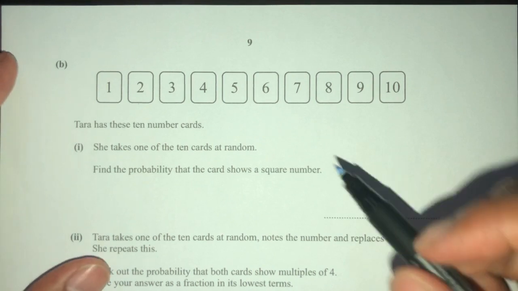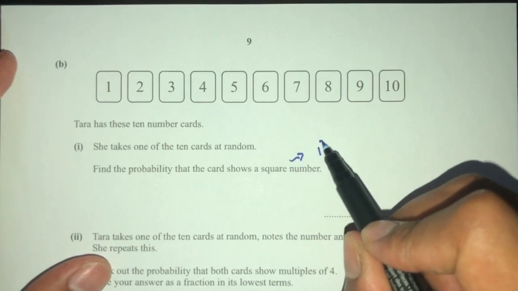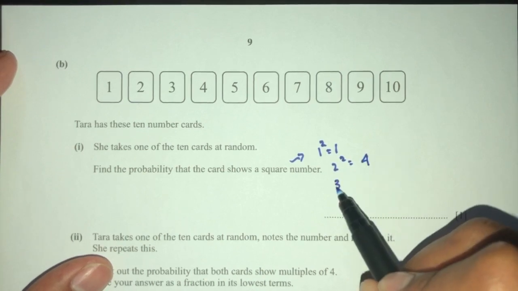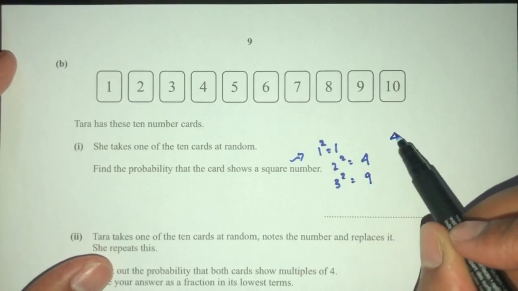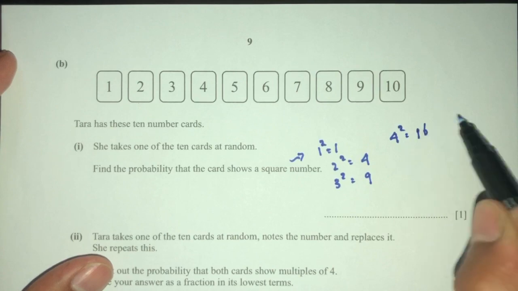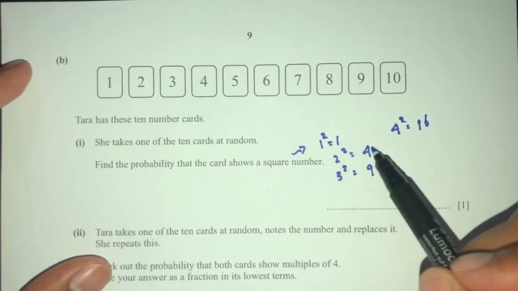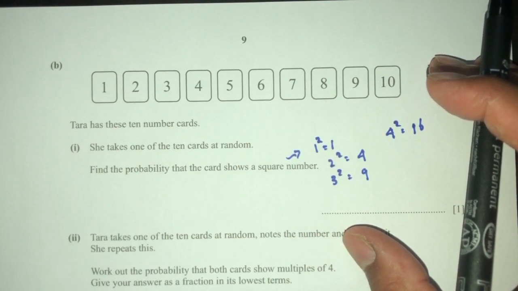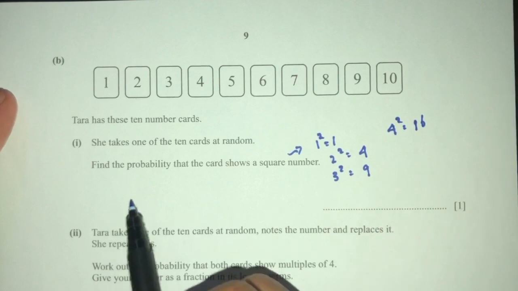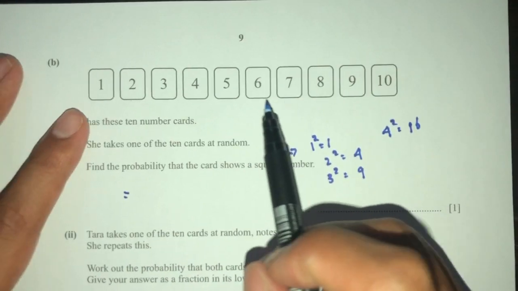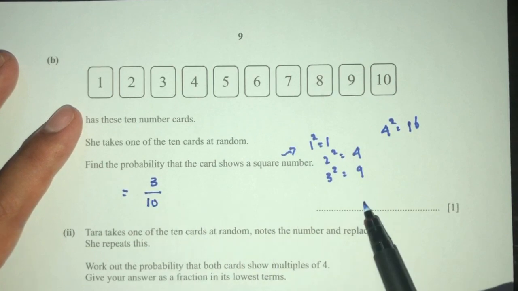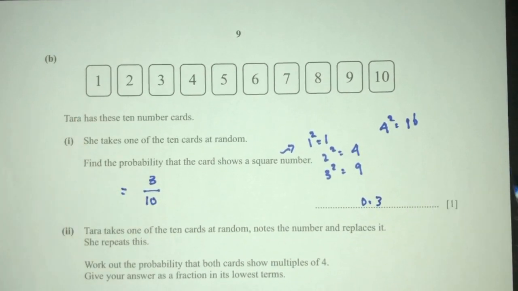Now, what is a square number? You have to know. For example, a square number is 1 square, 1, 2 square, 4, 3 square, 9, 4 square, 16. That will be too much already, so we have only 1, 4, 9 to look out for in this range. So square numbers will be 1, 4, and 9, right? So these are the square numbers. So the chance will be, we have three possible cards, so 3 over total of 10. So your answer will be 0.3, or this one as your answer as well.